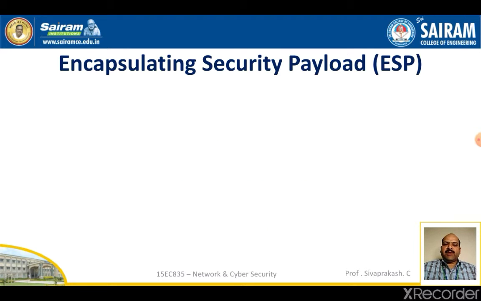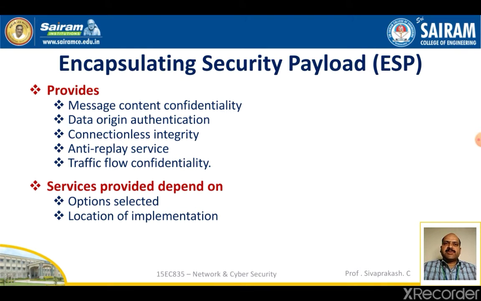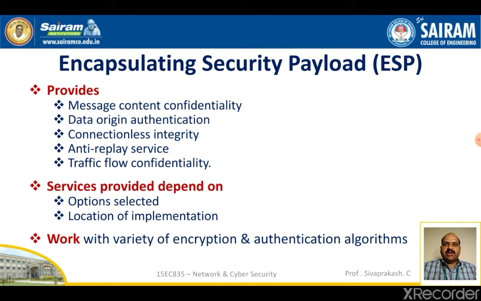ESP can be used to provide confidentiality for the message content, data origin authentication, connectionless integrity for the data, an anti-replay service, a form of partial sequence integrity, and limited traffic flow confidentiality. The set of services provided depends on options selected at the time of security association establishment and on the location of implementation in the network topology. ESP can work with a variety of encryption and authentication algorithms, including authenticated encryption algorithms such as GCM.